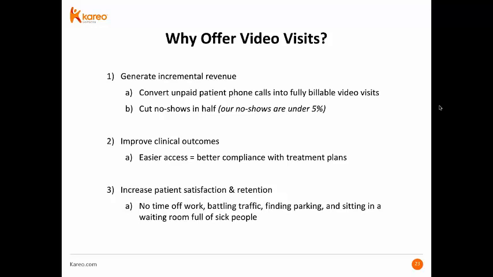And finally, regarding patient satisfaction and retention, by providing video visits, your patients don't have to take off as much time from school or work, or battle traffic, search for parking, or sit in crowded waiting rooms for these relatively short and routine conversations. We conduct a short survey at the end of each encounter, and we see some great feedback from the patients about how they truly enjoy seeing their provider face-to-face for these routine visits while being able to easily fit them into their existing schedules.